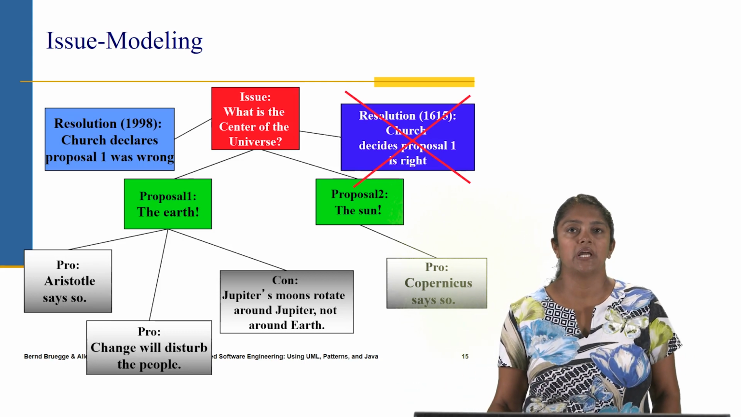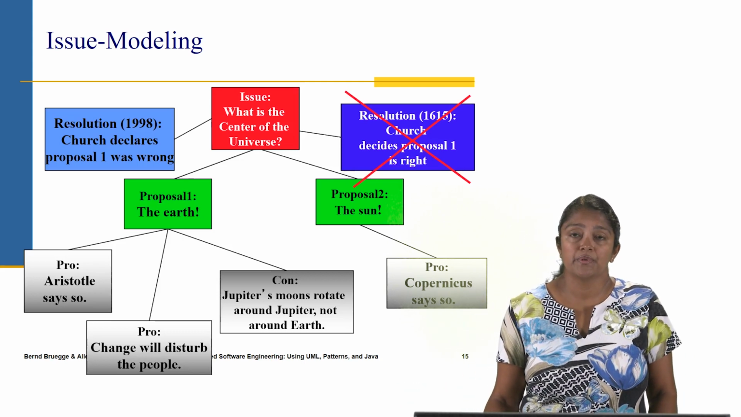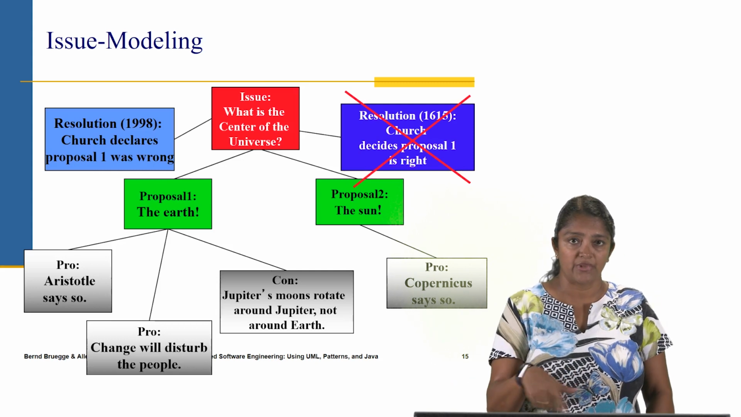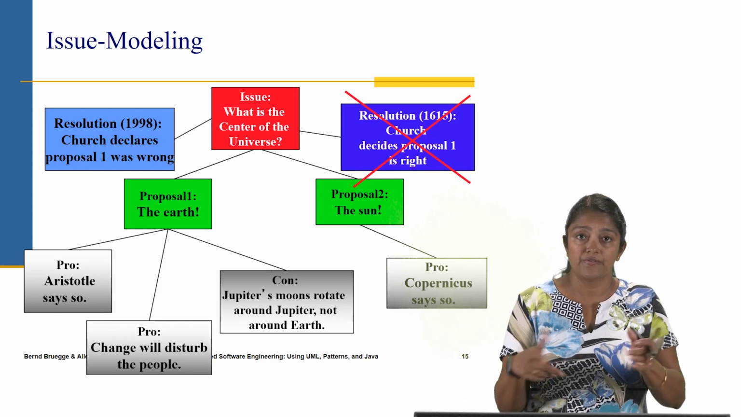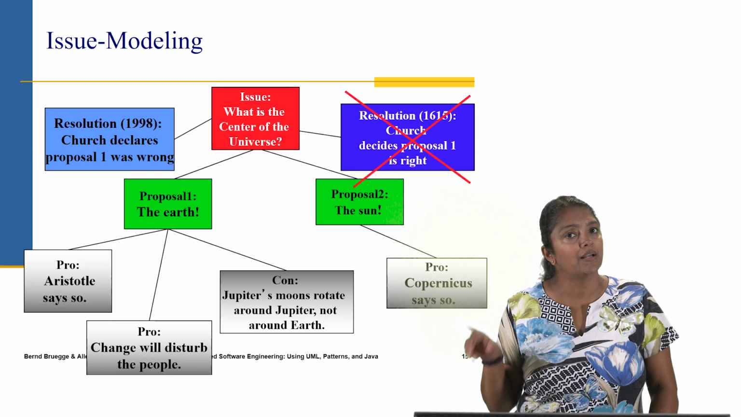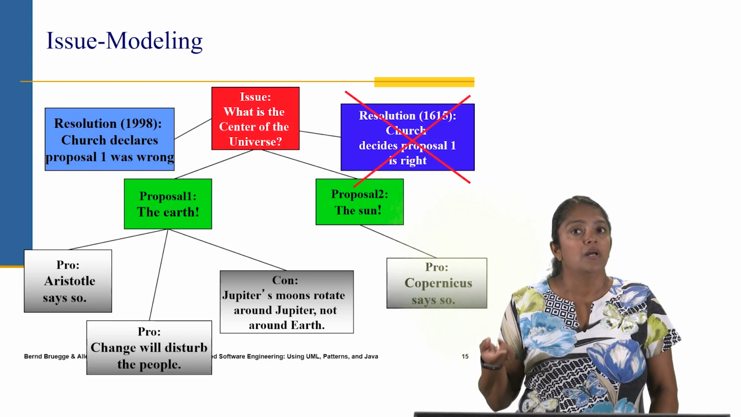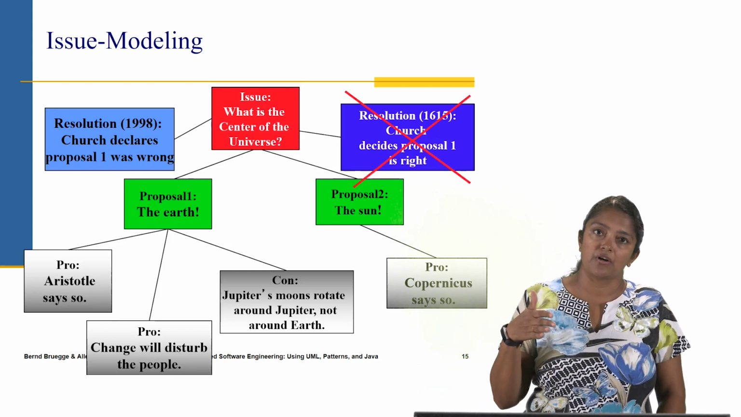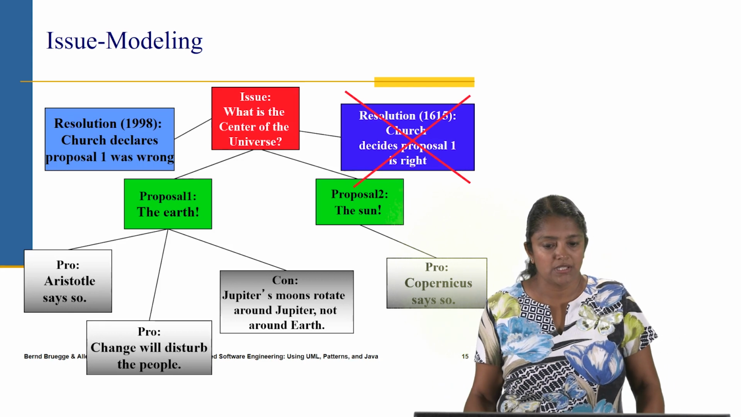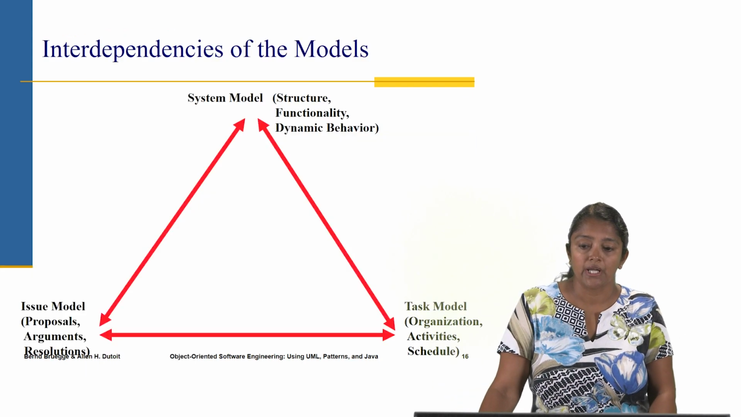All of it is maintained for tracking purposes, and to go back to it when something similar happens again. Or if something needs to be changed, we want to go back and look at all the arguments that were made previously, so we haven't forgotten something. So that's the idea of issues modeling.